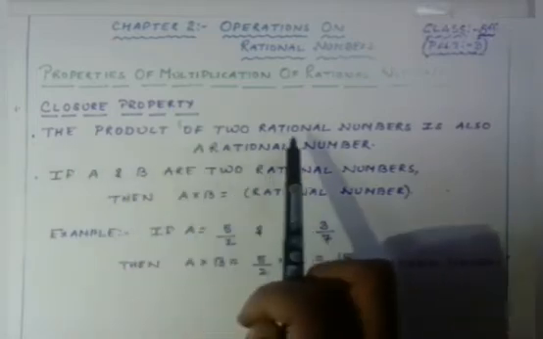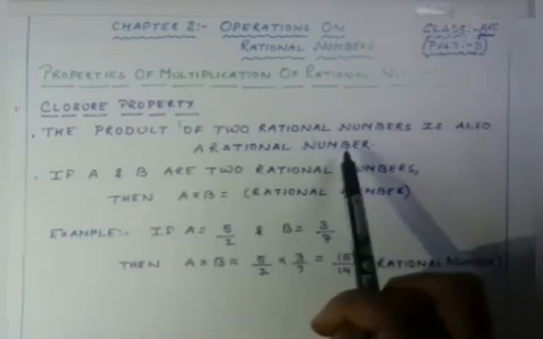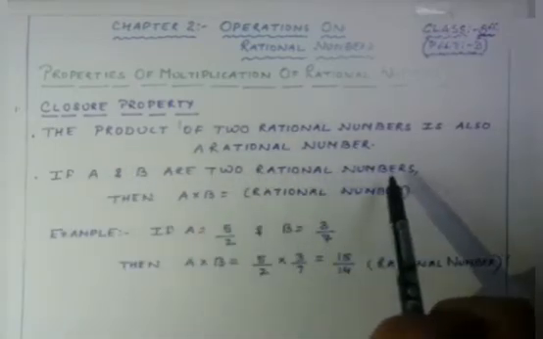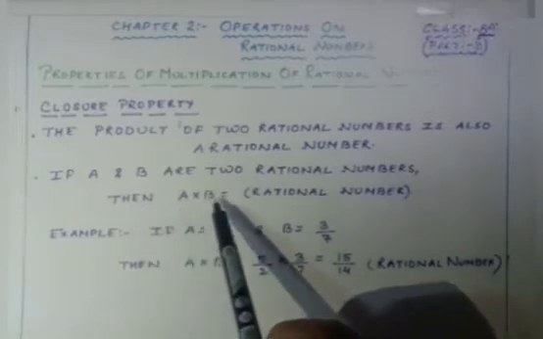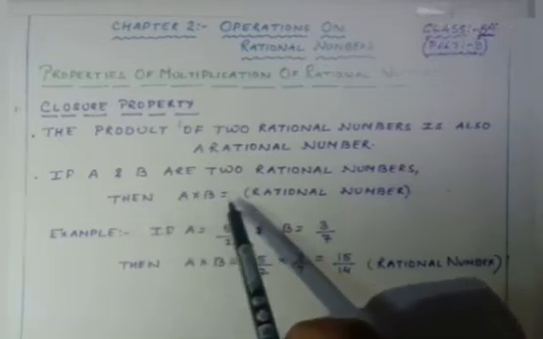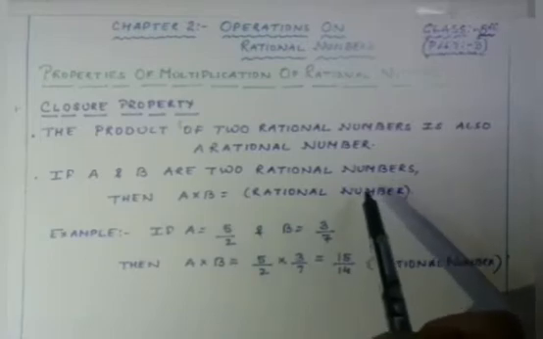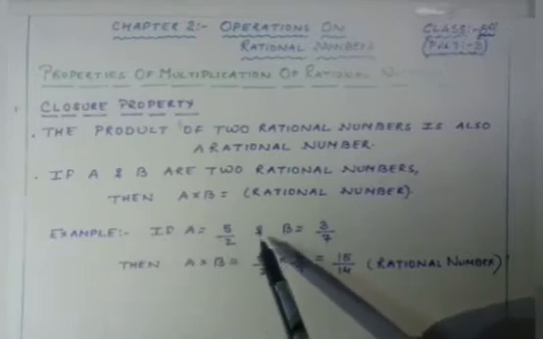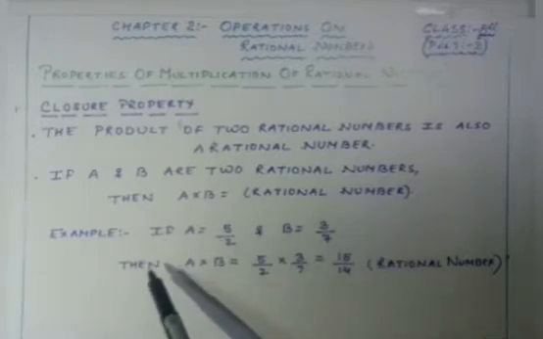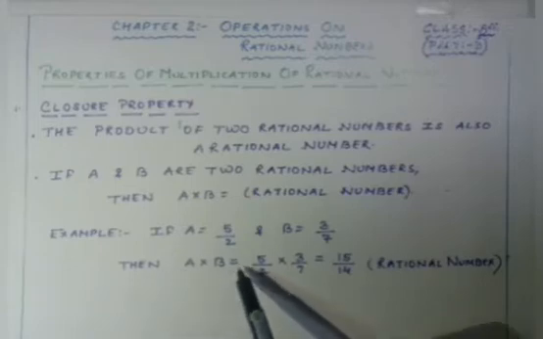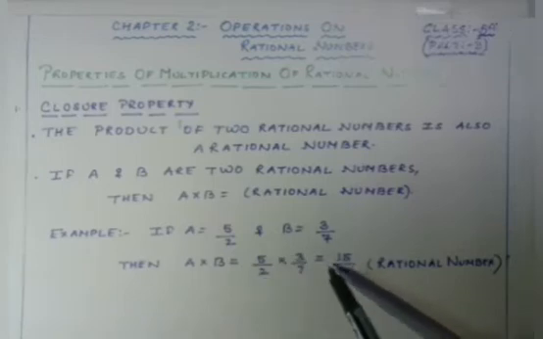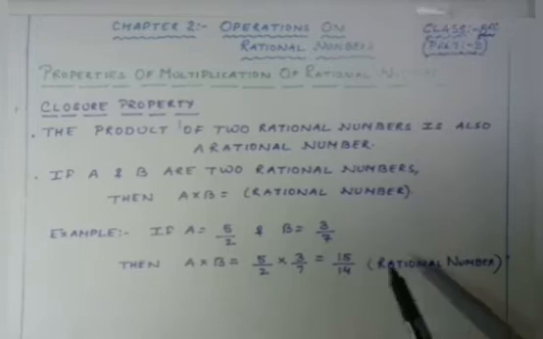The product of two rational numbers is also a rational number. Suppose if a and b are two rational numbers, then according to the property a into b, means the product of a into b, is also a rational number. Let us see with the help of an example. If a is equal to 5 upon 2 and b is equal to 3 upon 7, then according to the property a into b is equal to 5 upon 2 into 3 upon 7. When we find the product, it will be 15 upon 14. That is also a rational number.